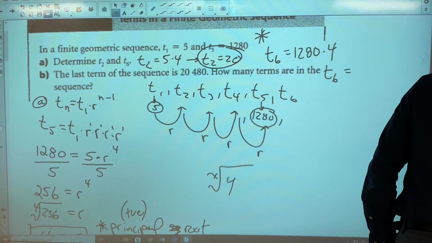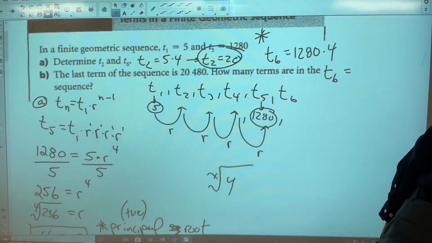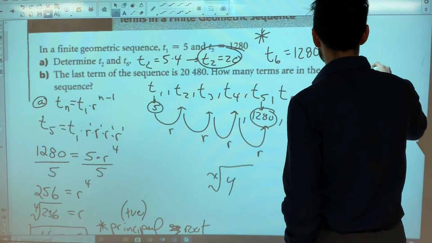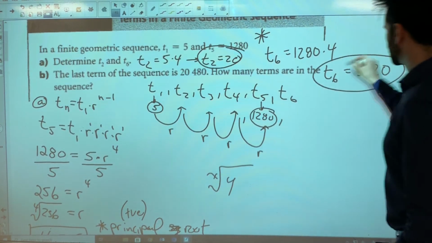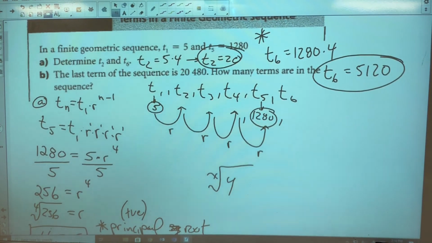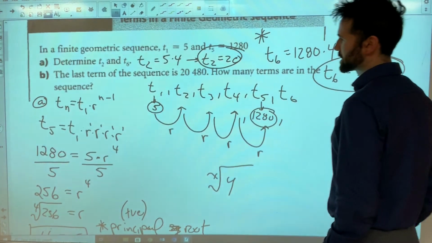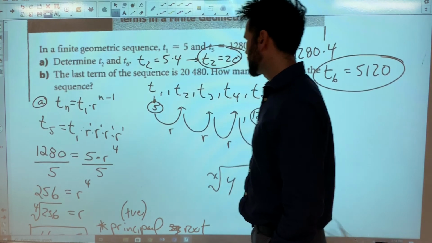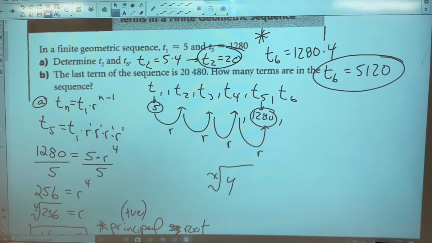Sorry, no, is it 5,120? Is that right? Excellent. Now we're ready for B. Now B is quite a bit of fun. I can't wait. So it says the last term is 20,480. Exciting. So that would be Tn.